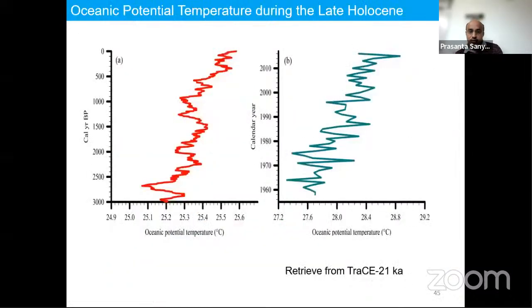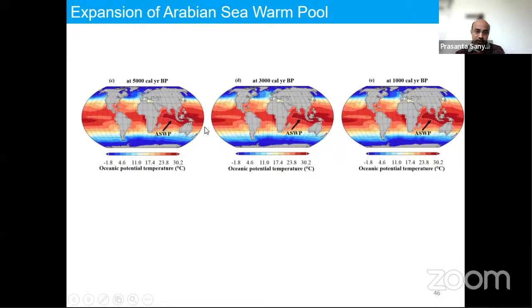We also calculated the oceanic potential temperature for the last 3,000 years from the TraCE-21K data, which also suggests that the oceanic potential temperature in the Bay of Bengal has increased with time, which is also reflected in the expansion of the Arabian Sea warm pool. Here you can see the width of this Arabian Sea warm pool at 5,000 years, at 3,000 years and at 1,000 years. You will realize that from 3,000 years onward, the width of the warm pool has increased.